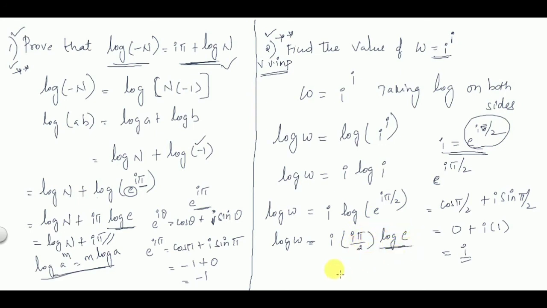Log e value we know is 1, so log w is equal to i into i pi by 2, that is i square into pi by 2. We know that i square is minus 1, so minus 1 into pi by 2, so this becomes minus pi by 2. So when log w is equal to minus pi by 2, what is the w value? e power minus pi by 2. This logarithm is the natural logarithm. So e power minus pi by 2 is the answer. So i power i is equal to e power minus pi by 2.